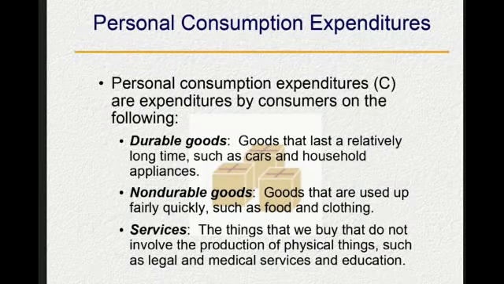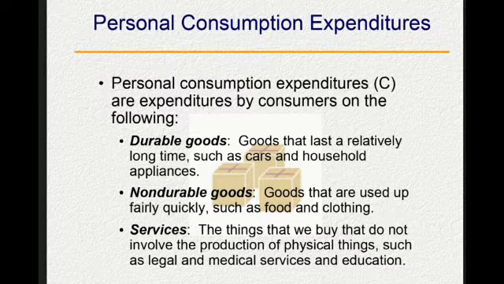And the second division is non-durable goods. Goods that are used up fairly quickly, such as food and clothing. This food and clothing are non-durable goods. And the last one is services, the things that we buy that do not involve the production of physical things, such as legal and medical services and education. So these are the three subdivisions which come under personal consumption expenditure.